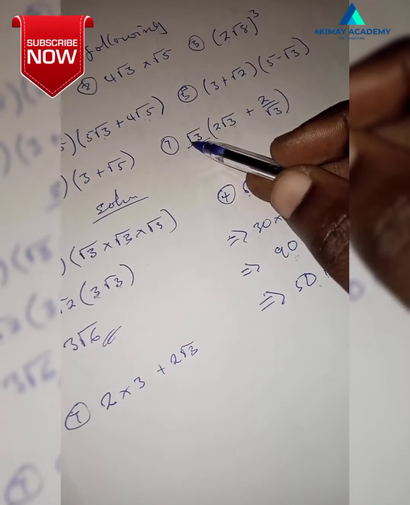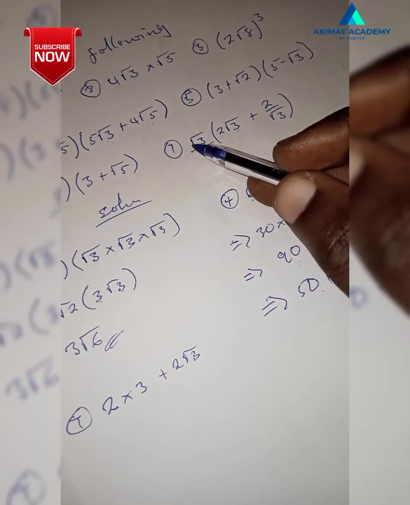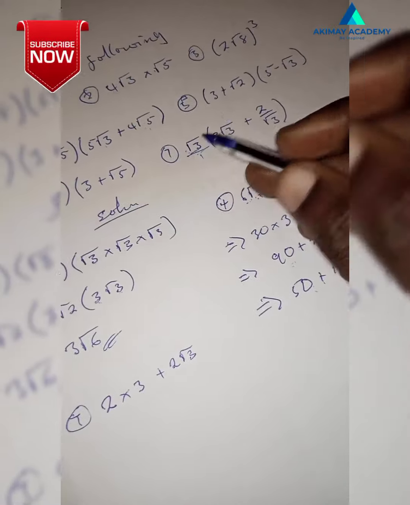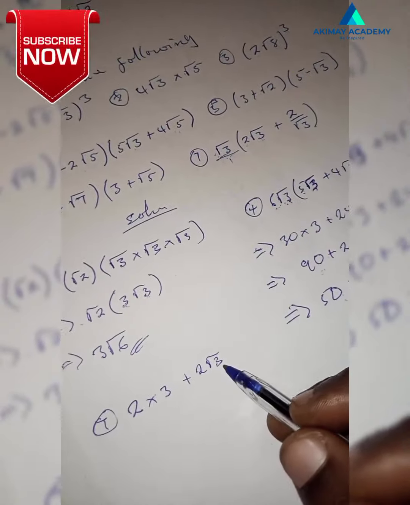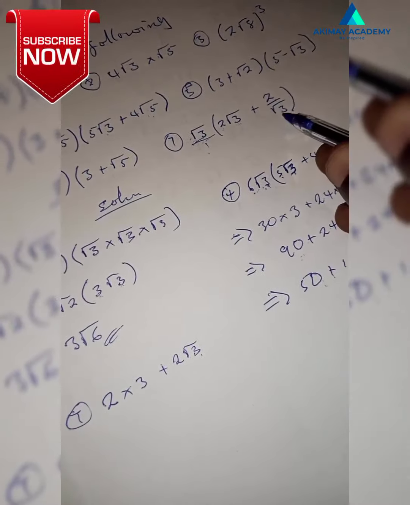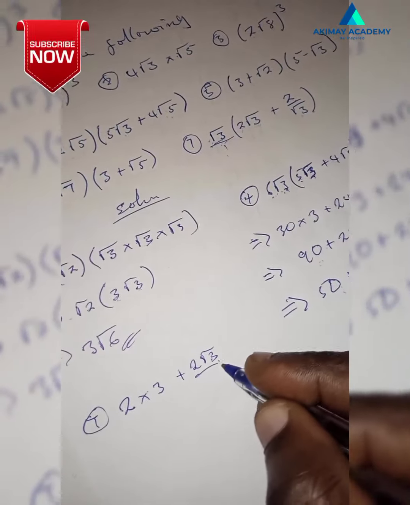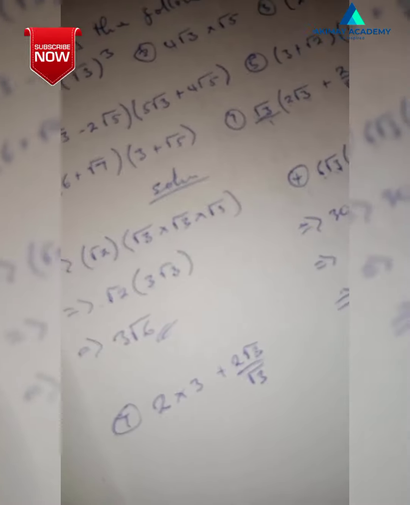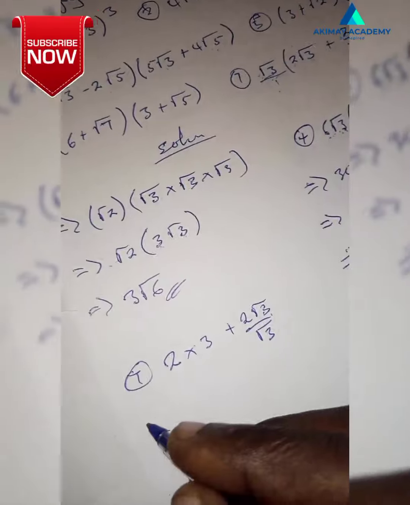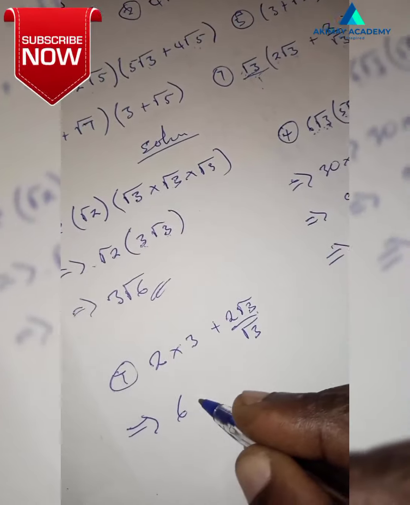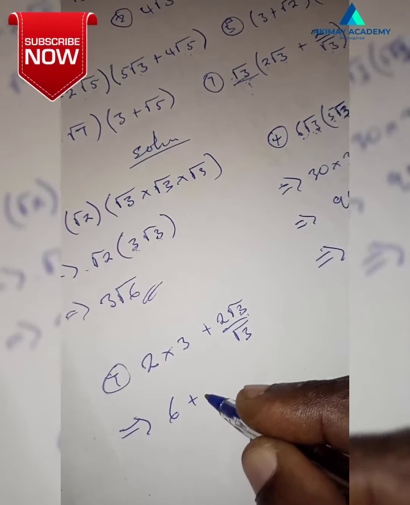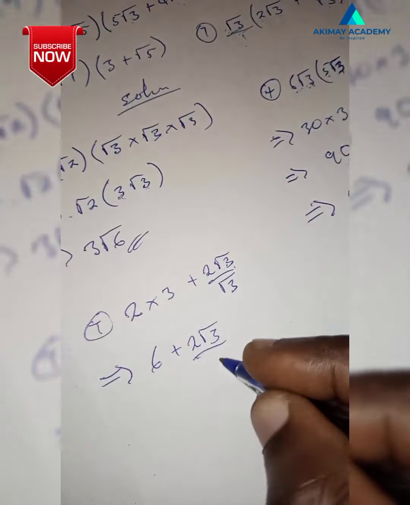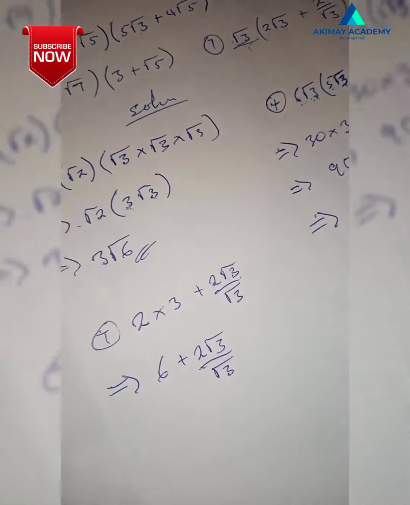So this, the 1 over here will multiply the 2, then we add the root 3 to it, making 2 root 3. Then 1 times root 3 over here will give us root 3 as we have over here. So here, if you simplify it, we have 6 plus 2 root 3, out of root 3.